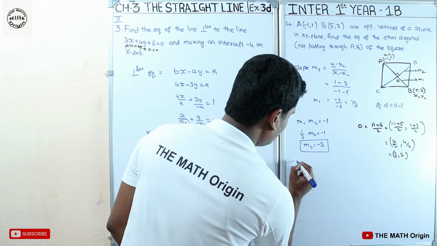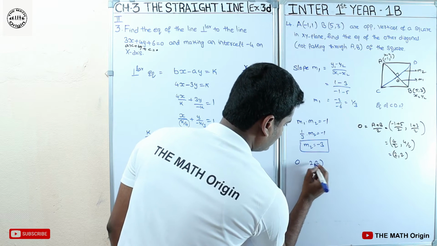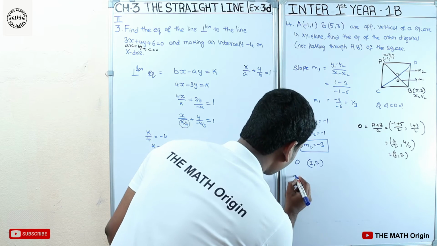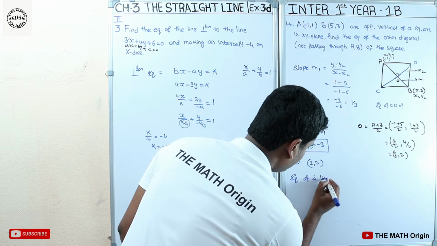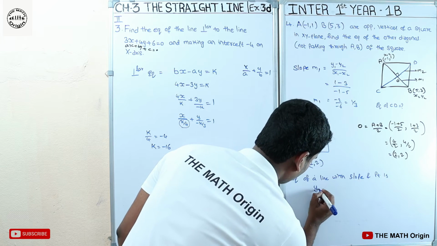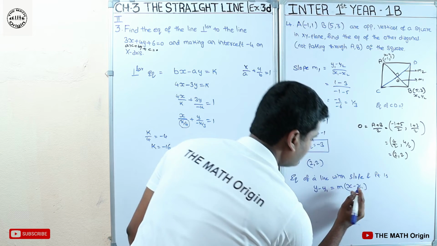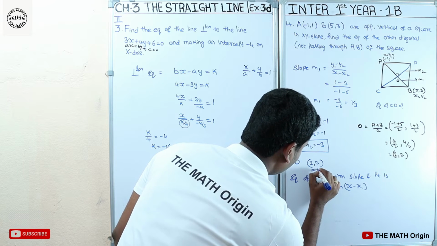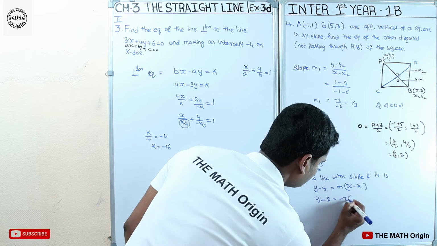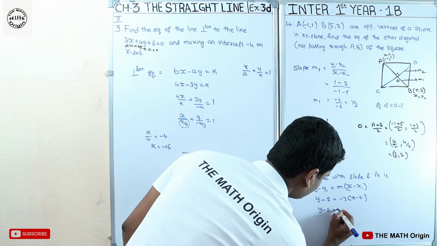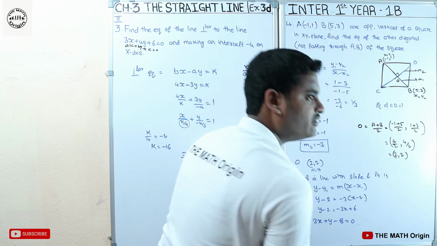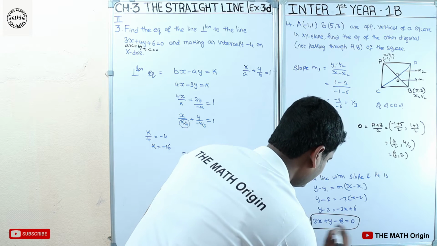Now point O is 2 comma 2. Now we have a point and a slope m, then the equation of a line with the slope and point is y minus y1 is equal to m into (x minus x1). The very simple equation. Because this is a point on the CD line, y minus 2 is equal to m, the slope is -3, into (x minus 2). So y minus 2 equals -3x plus 6. So 3x plus y minus 8 equals 0 is the equation of line CD.